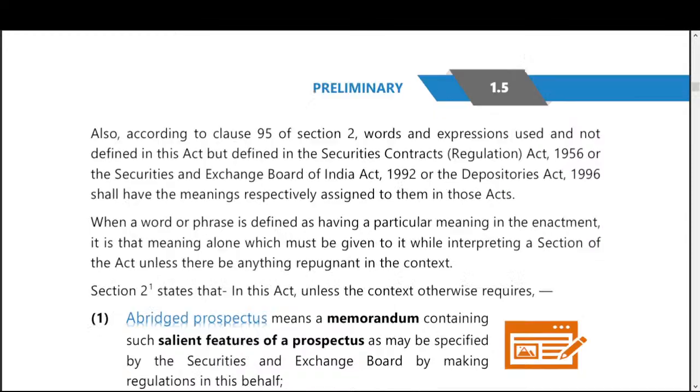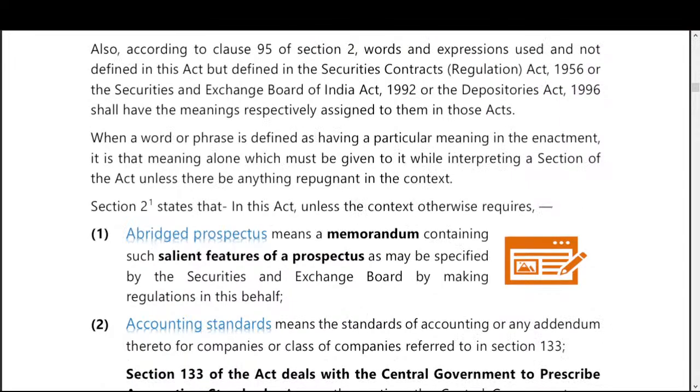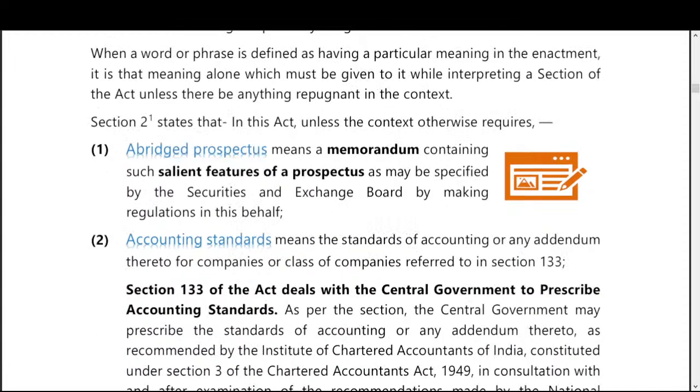in the context. Section 2 states that in this Act, unless the context otherwise requires, it is not Section 2, it is Section 2 clause 1, right? Abridged prospectus means a memorandum containing such salient features of the prospectus as may be specified by the Securities and Exchange Board by making regulations in this behalf.